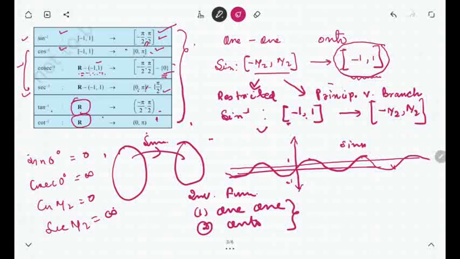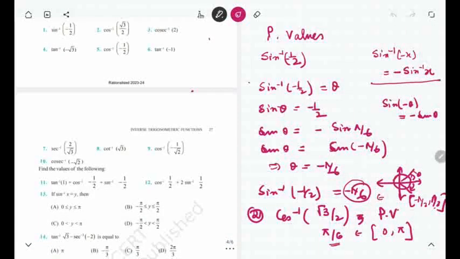So we are going to take a few questions from NCERT. The first question is: write the principal value branch of all these questions, from 1 to 8, 10. So the first one is sine inverse minus 1 by 2. Take sine inverse minus x is minus sine inverse x. Why? I have given you the solution.